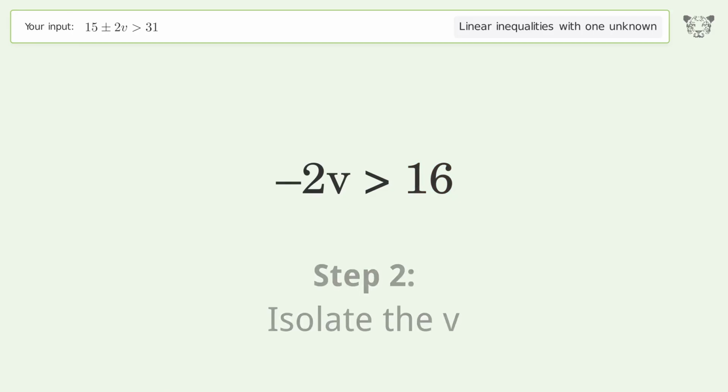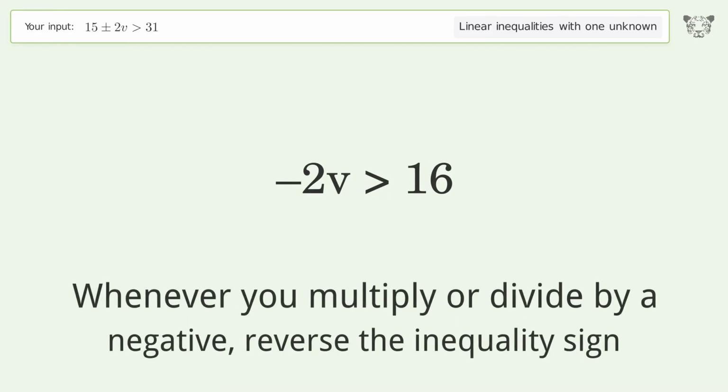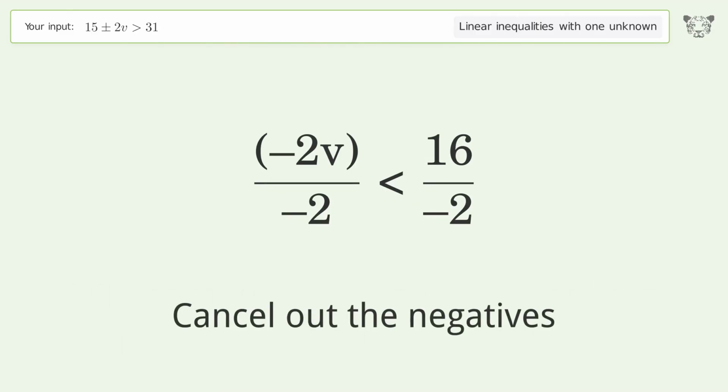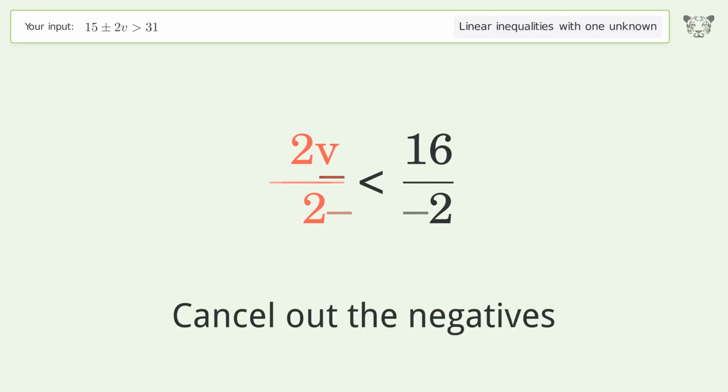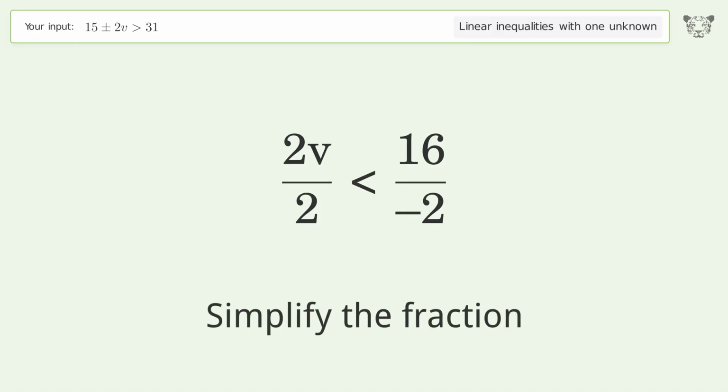Isolate the v. Divide both sides by -2. Whenever you multiply or divide by a negative, reverse the inequality sign. Cancel out the negatives. Simplify the fraction.